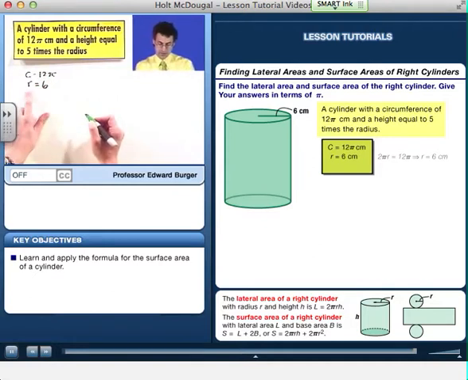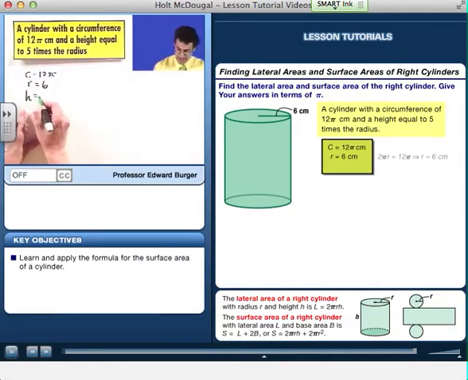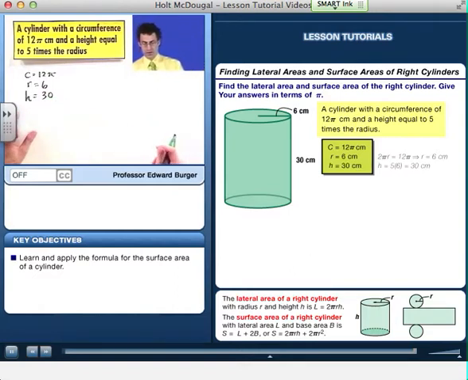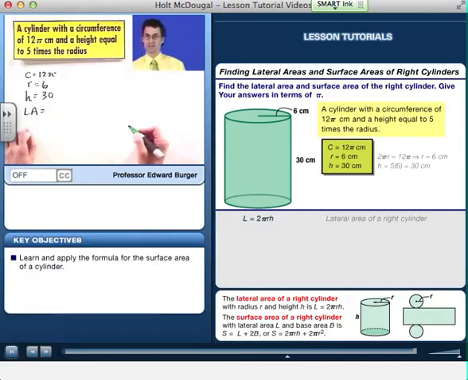So great. So r is 6, and then what's the height? Height is equal to 5 times the radius, so automatically I see the height is 5 times 6, which is 30. All right, now with all that work behind us, let's answer the question of first finding the lateral area for this right cylinder. So what's the lateral area? LA! So it's called LA! That's the lateral area, LA. Here we go. How would you find that? Well, we know what to do. We take 2 pi r h.